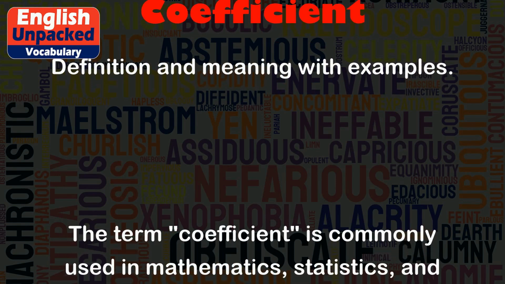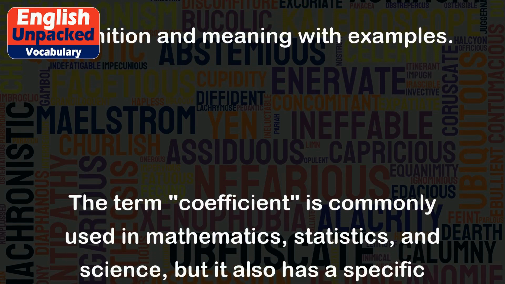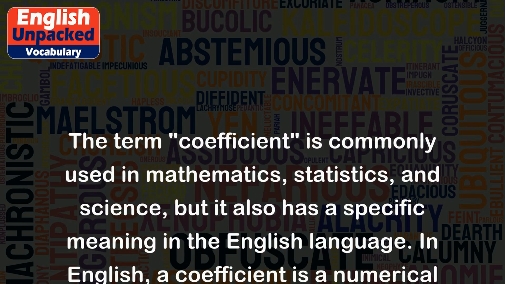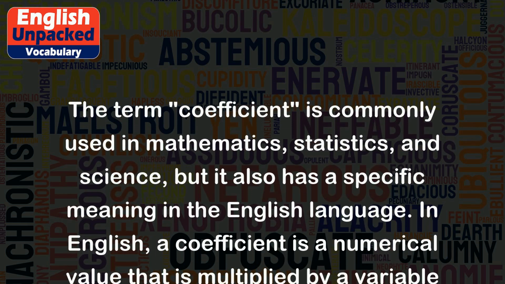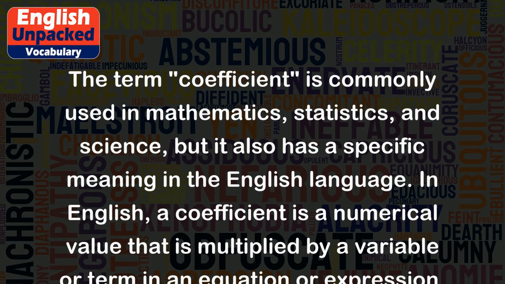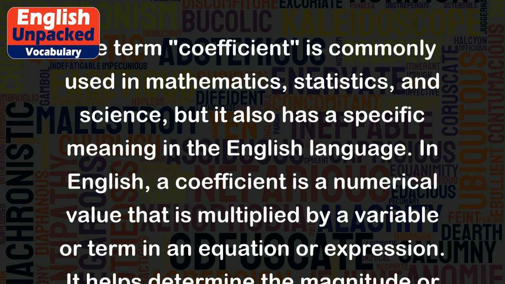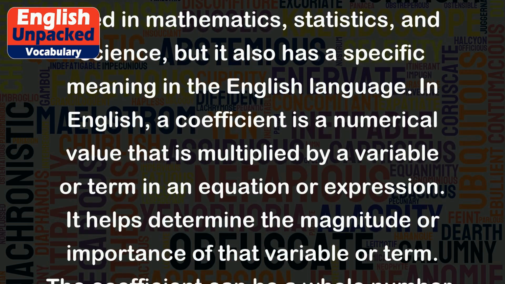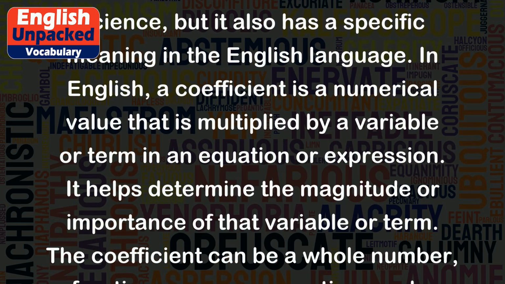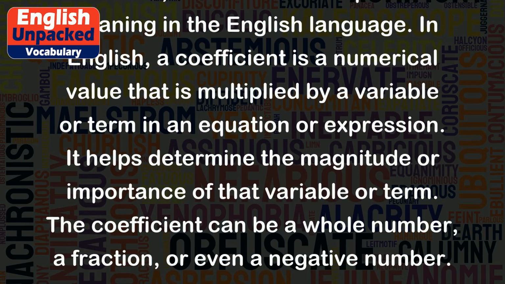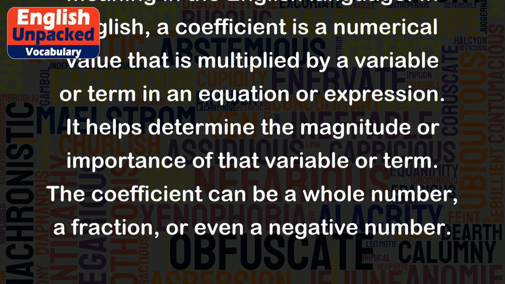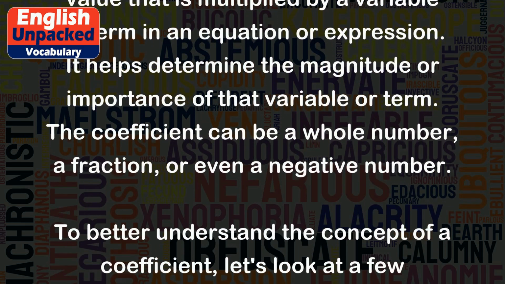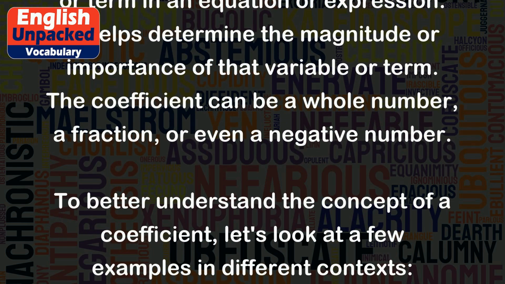The term coefficient is commonly used in mathematics, statistics, and science, but it also has a specific meaning in the English language. In English, a coefficient is a numerical value that is multiplied by a variable or term in an equation or expression. It helps determine the magnitude or importance of that variable or term. The coefficient can be a whole number, a fraction, or even a negative number.